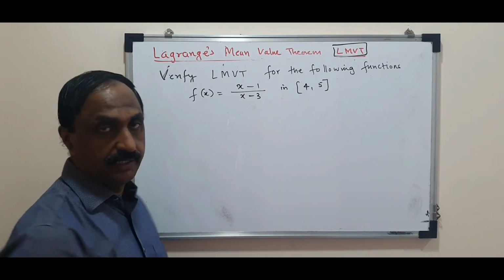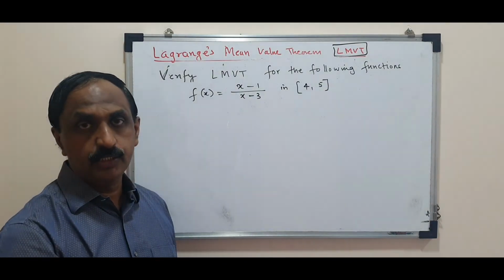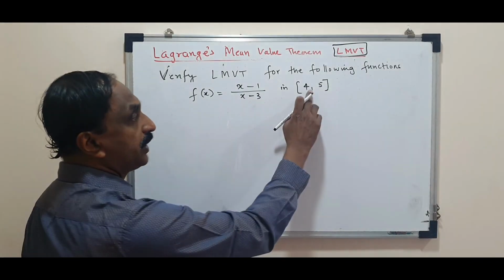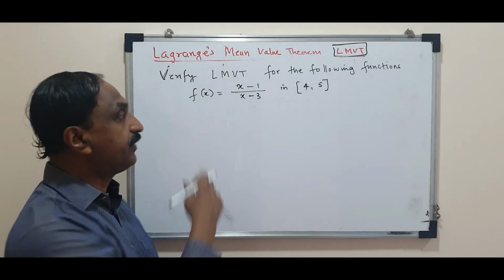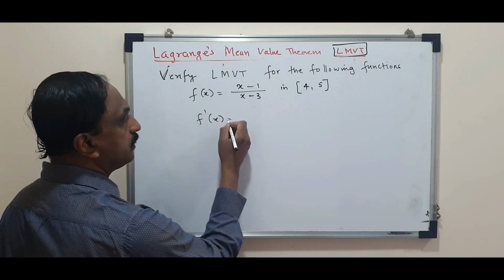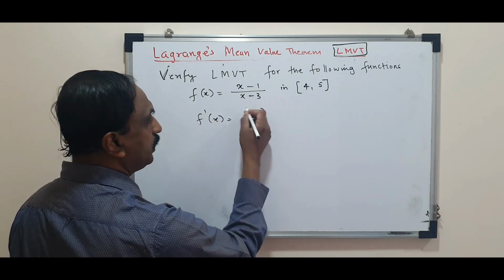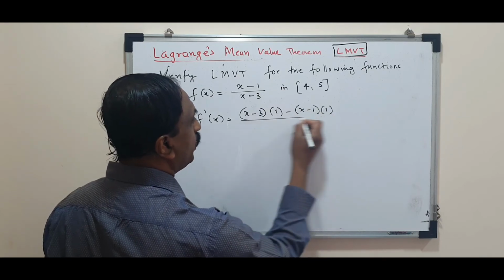This function is discontinuous at x equal to 3, where the denominator becomes 0. So it is discontinuous at x equal to 3, but our interval is between 4 and 5. So 3 does not belong to that, and I can say the function is continuous in this interval. If I calculate the derivative of this, it is denominator into derivative of the numerator minus numerator into derivative of denominator, upon denominator square.